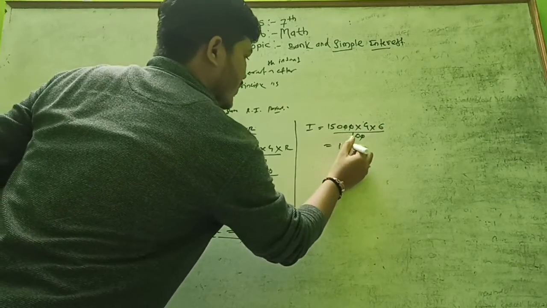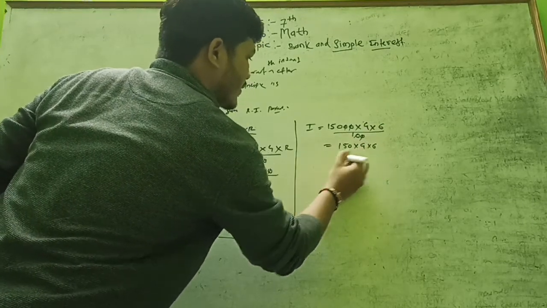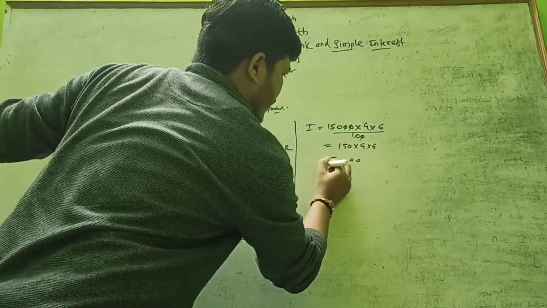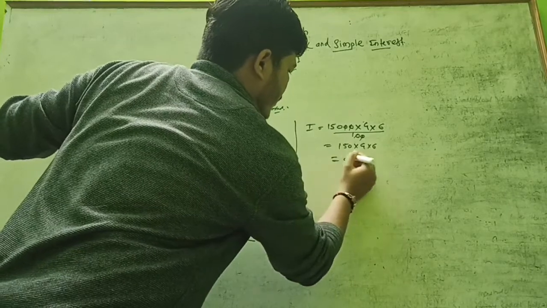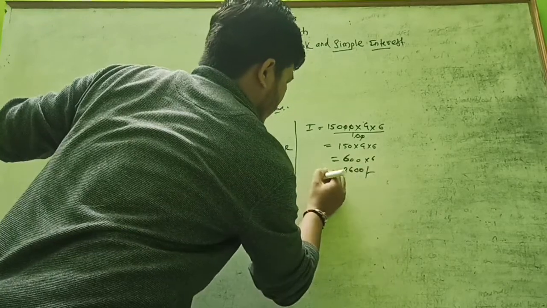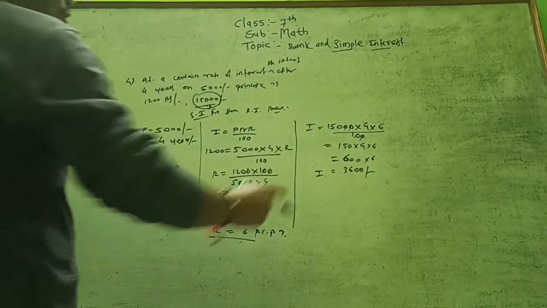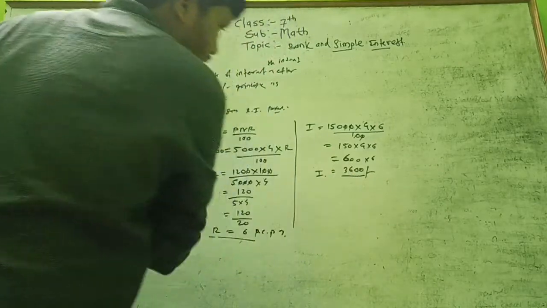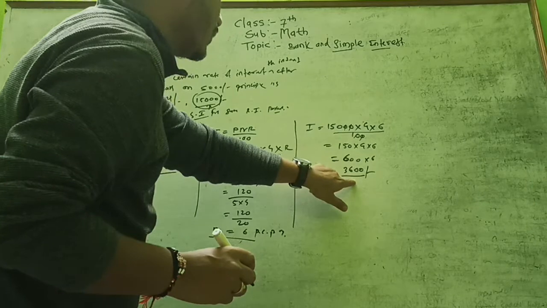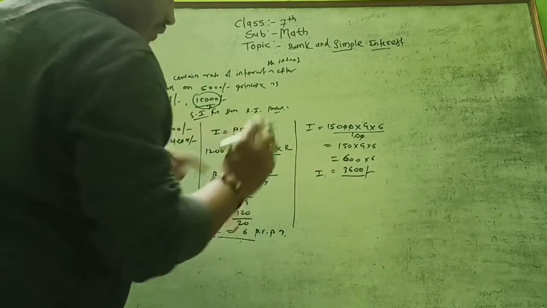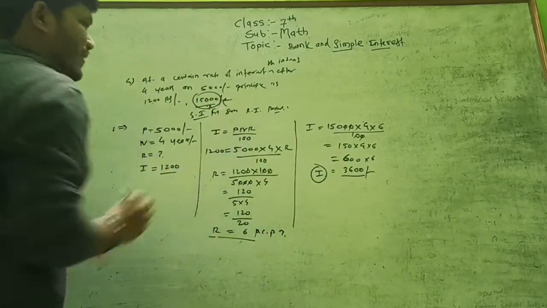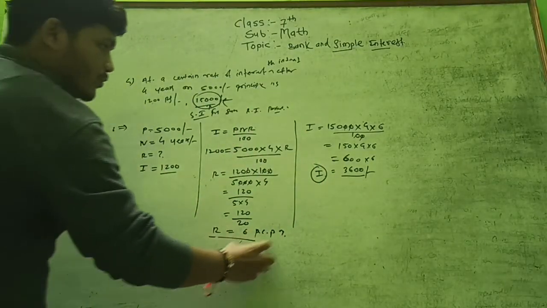Here the zeros get cancelled. That is 150 multiplied by 4 multiplied by 6. 4 times 0 is 0, 4 times 5 is 20, so 600 multiplied by 6 gives 3600 interest. So the interest on the 15,000 rupees is 3,600 rupees, which is the interest the person gets on the 15,000 rupees. So this is the answer of the two parts of this problem.